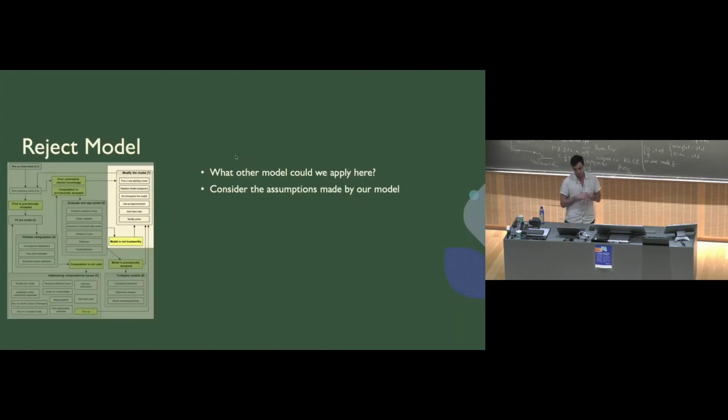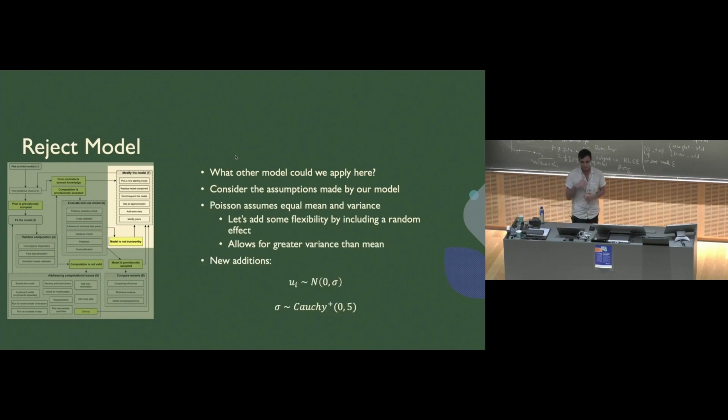So at this stage, we've decided that we're going to reject our model. We think we can do better. So what else could we do instead? Well, let's have a look at the assumptions that our model is currently making. So we're using a Poisson. Now, this assumes that the mean and the variance of our outcome are the same. This might be a very strong assumption. The average number of seizures that people have might be very different from the individual differences in those seizures, the variance in those seizures. So what we can do is add a bit of flexibility to our model.